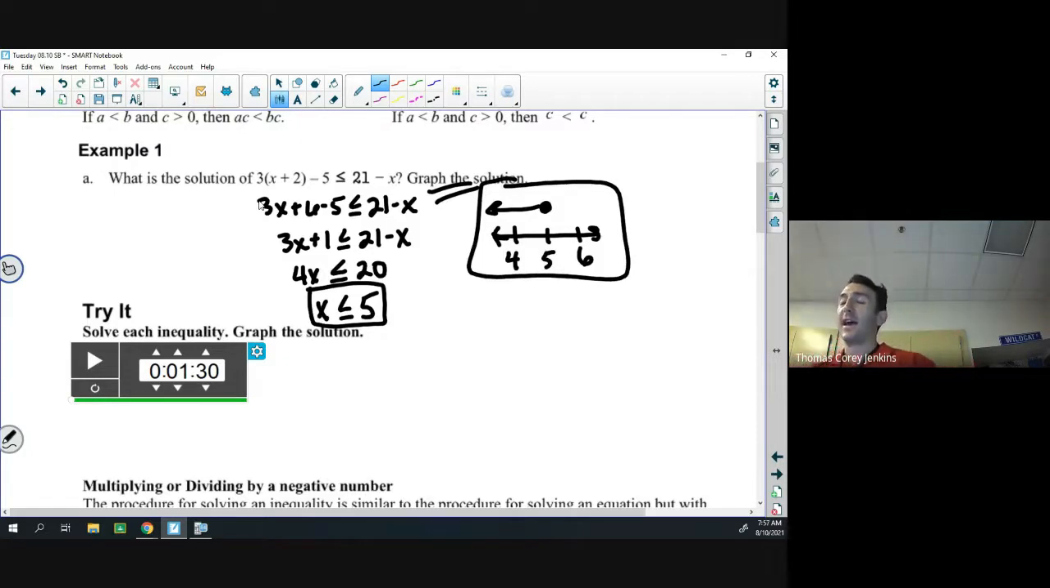I want to go ahead and remember if I showed this or not. I guess I didn't show this yet. We'll get into interval notation later, so we'll just save that.